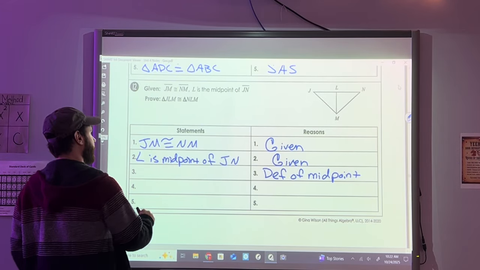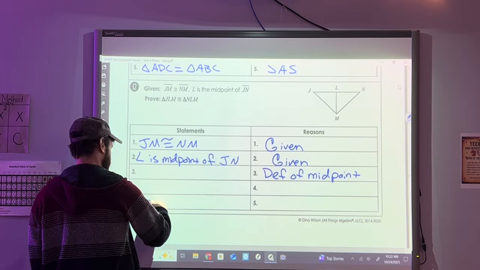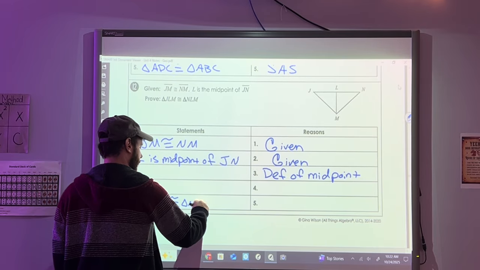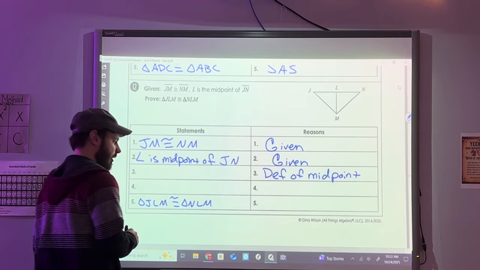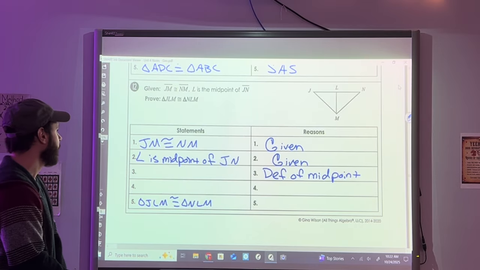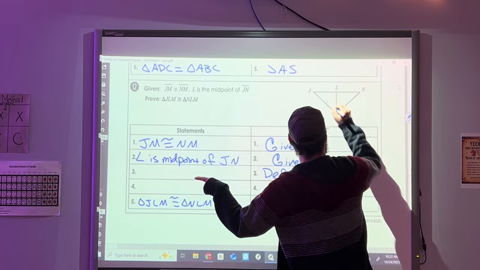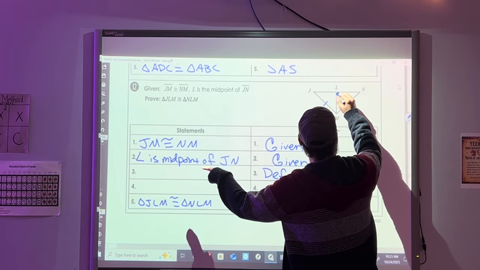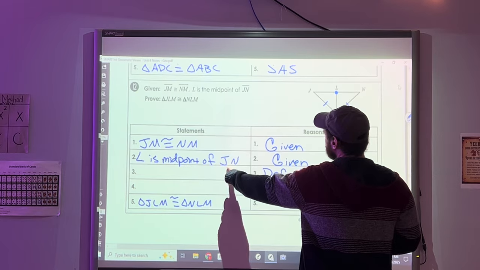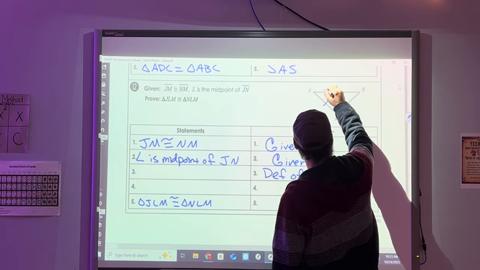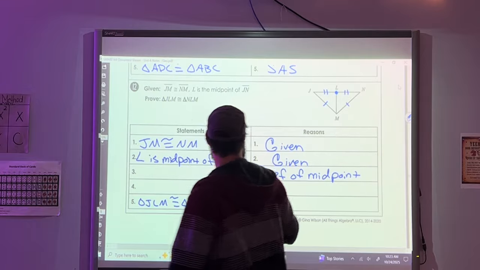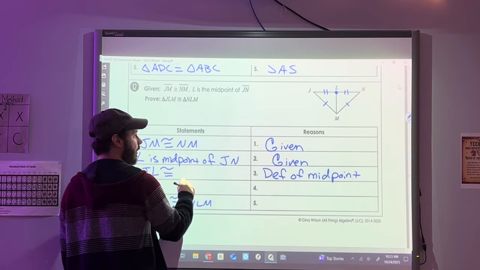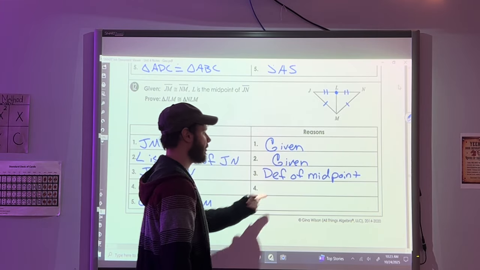Okay, the thing I'm trying to prove: angle JLM congruent to angle NLM. Terrible N. Yes. Okay, label the picture. JM, that one, congruent to NM, that one. L is midpoint. L is midpoint of what though? JN. So that means this half matches that half. That's my statement. That JL is congruent to LN, and the reason is definition of midpoint.